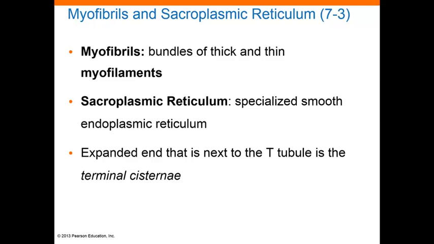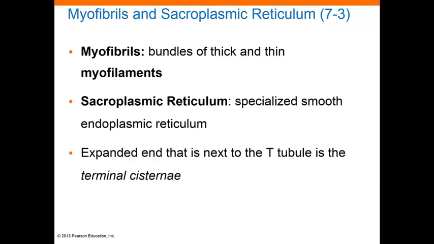Myofibrils are bundles of thick and thin myofilaments consisting mainly of actin, which are molecules found in thin filaments, and myosin, molecules that are found in thick filaments. So these are the contractile proteins that are shortened and are responsible for contraction. The sarcoplasmic reticulum is a specialized smooth endoplasmic reticulum that forms a tubular network around each myofibril. It contains high concentrations of calcium ions, which are released during a contraction.